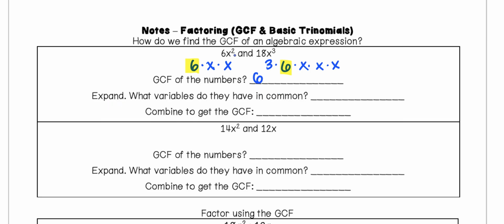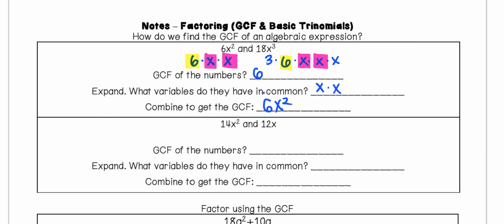When we expand the variables that have the exponents here, x squared becomes x times x, and x cubed becomes x times x times x. So the two that they have in common here are x and x, right? They both have at least two x's in them, so they both have x to the power of 2, or x times x. So when we multiply all of these as one common factor, the greatest common factor between these two would be 6x squared. That means you could multiply 6x squared by 1 to get back to our original first term. And if you multiplied 6x squared times 3x, then you would get back to 18x cubed. So that's the largest possible amount that you can take out of both of those as factors.